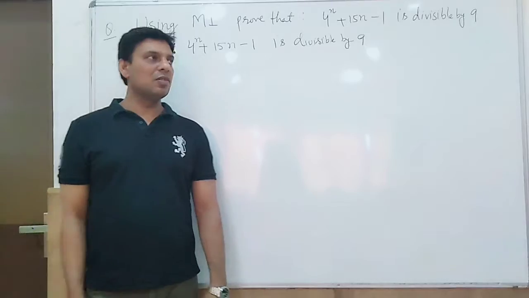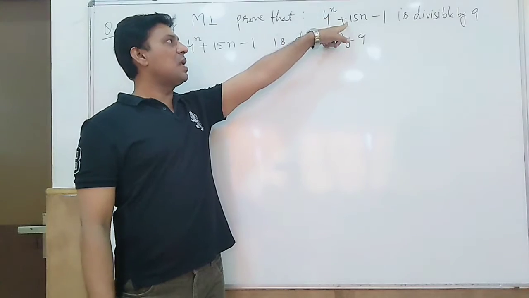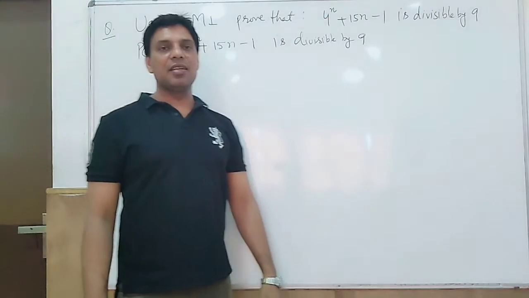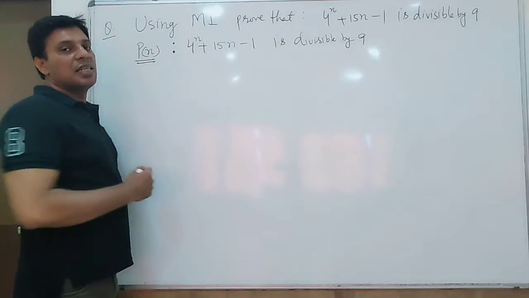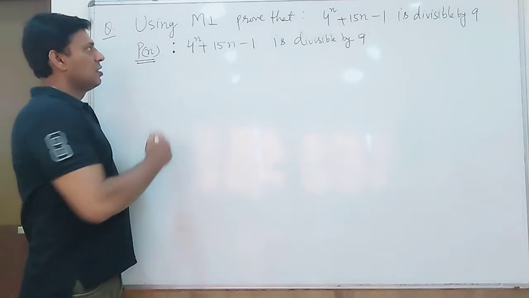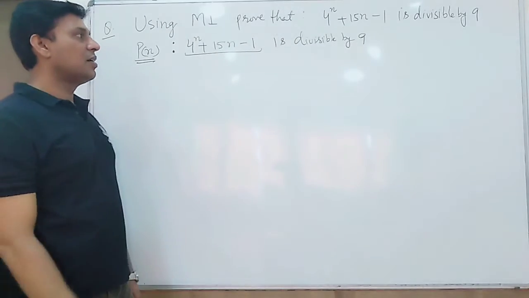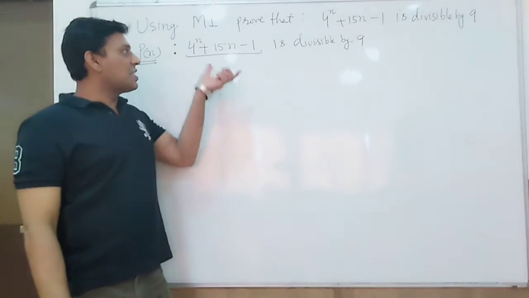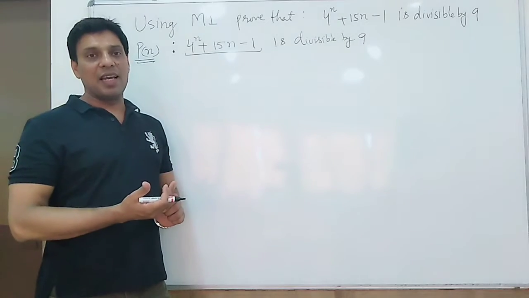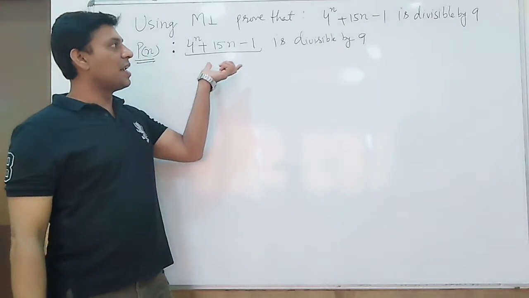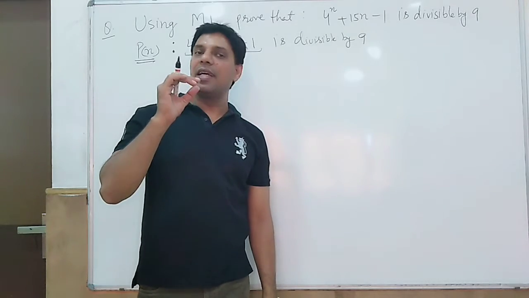So we have a question to solve. By using mathematical induction, prove that 4 to the power n plus 15n minus 1 is divisible by 9. This is called the statement, and we can write it as Pn. Pn means statement. The statement given to us is that 4 to the power n plus 15n minus 1 is divisible by 9. It means that whatever the value of n, you can take any natural value of n, that is 1, 2, 3, always you will get a number which is divisible by 9. So we have to establish this result by using mathematical induction.